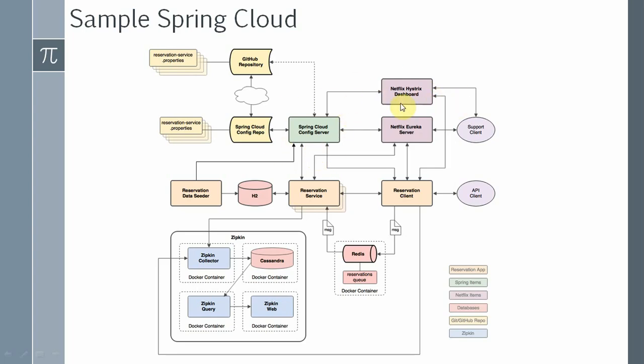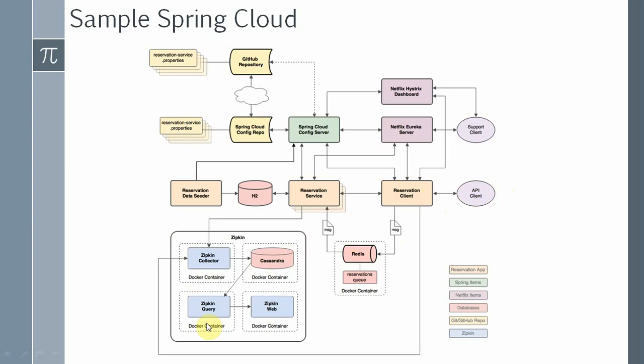And as I told you, Hystrix dashboard here is responsible for circuit breaker. Eureka is responsible for discovering your services. Here you see the reservation client and client API. In this place you may have some iOS client, Android client, web client, IoT clients, maybe your refrigerator or your washing machine, maybe use this whole system as an API client.